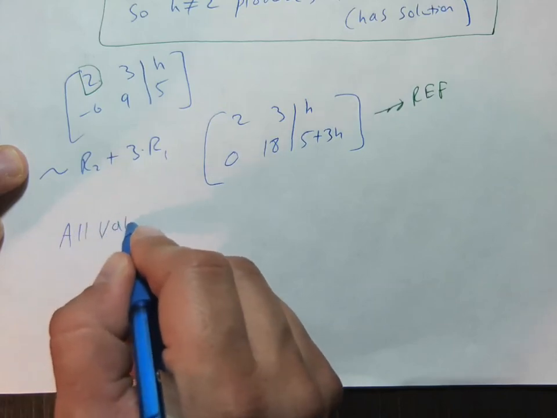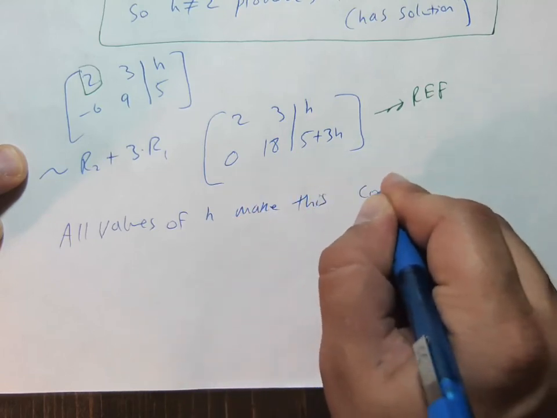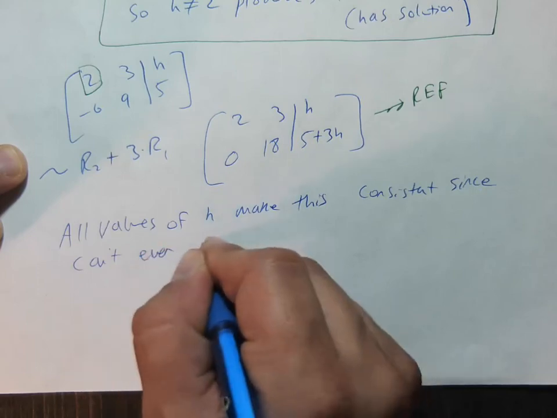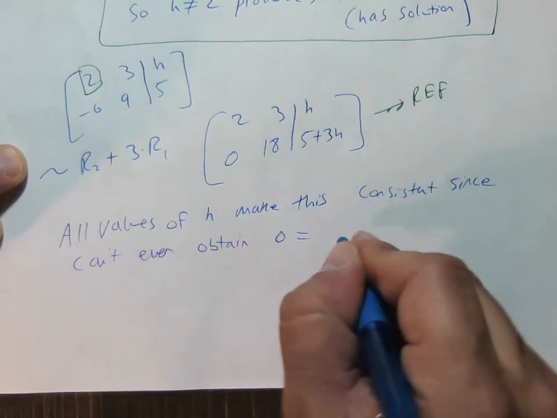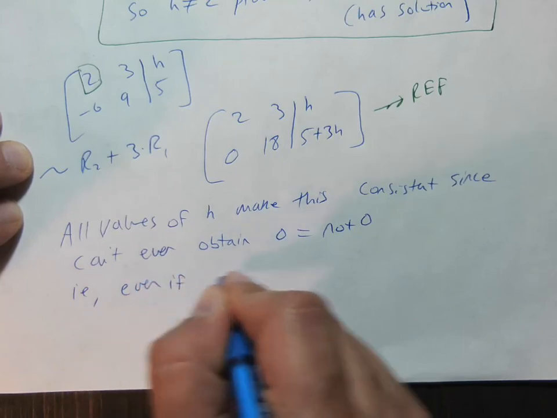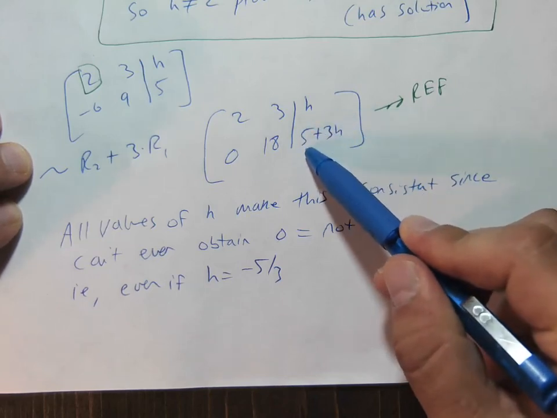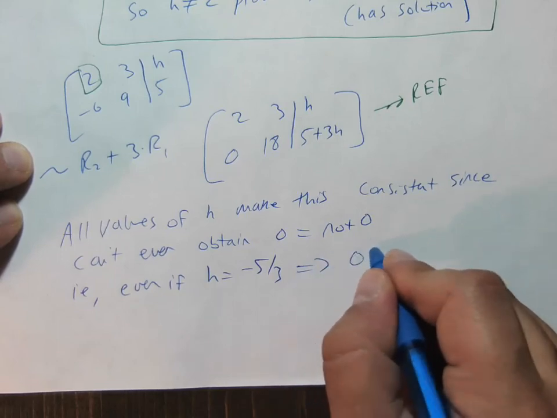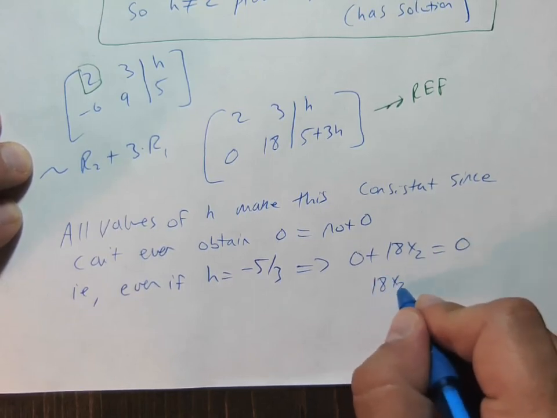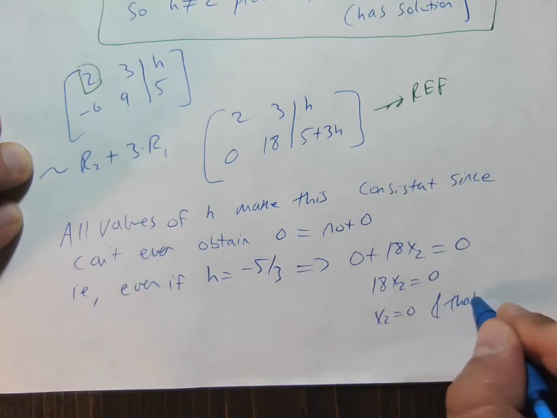So all values of h work. Make this consistent. Since we can't ever obtain 0 equals not 0, right? In other words, even if you plug in h equals minus 5/3, so that h equals minus 5/3 will make this term 0. Then what we get is 0 plus 18x2 equals 0. In other words, 18x2 equals 0. In other words, x2 equals 0.